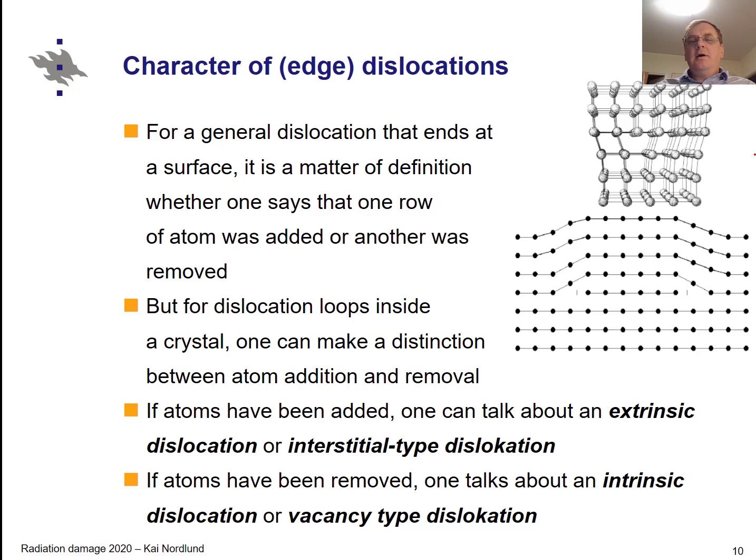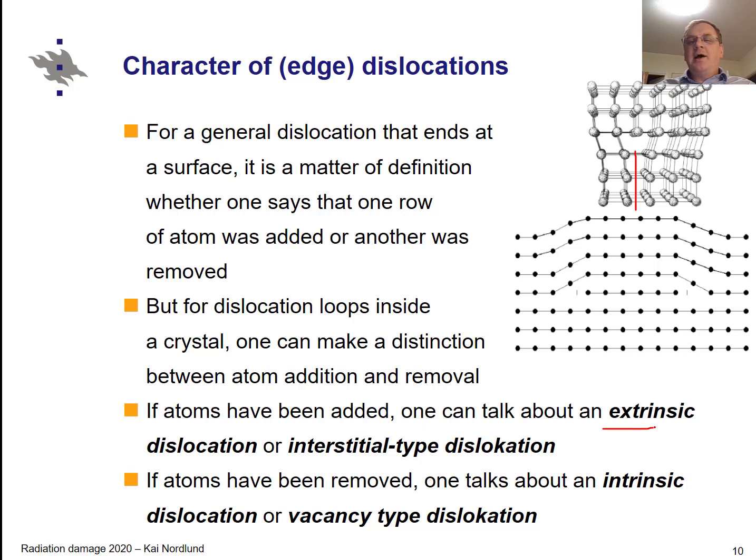So this defines the simplest dislocation. And if you have a dislocation that ends at the surface, it's actually a matter of definition whether you say that you added an atom row or removed one. So in this case, you can imagine either that here we added one atom row, or that at the bottom we removed one atom row. And in this case, it's actually impossible even to define whether you added or removed if you only know the end result. But if you have a finite loop, like those shown in the earlier images, then you can make a distinction whether atoms were added or removed.